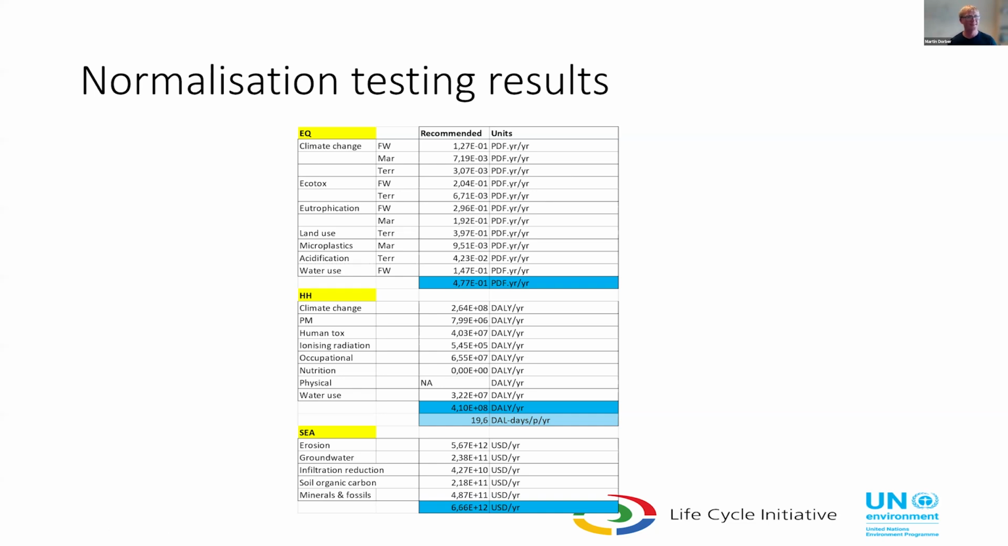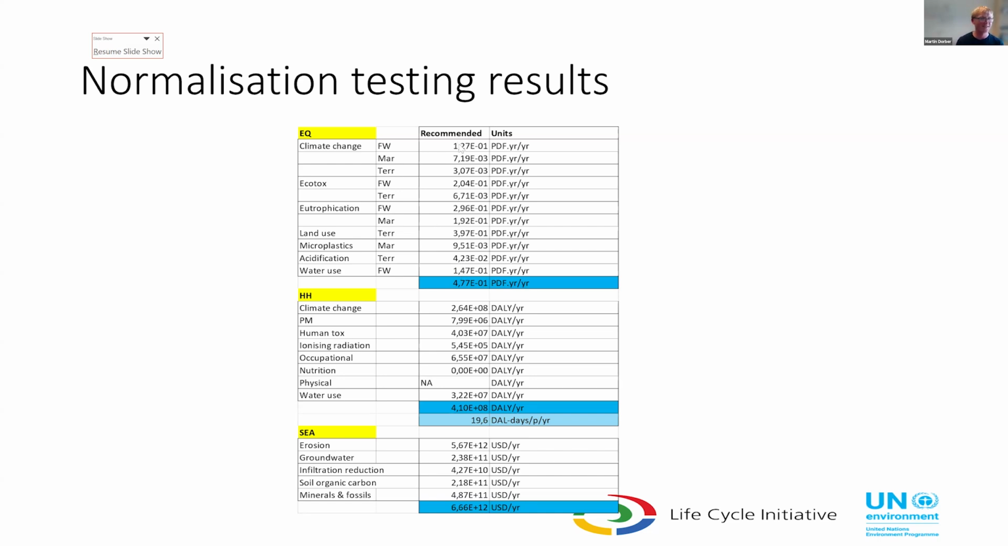And these are the results that I'm having at the moment here for ecosystem quality, human health, and socioeconomic assets. And then also in blue, you can find the average per year, and also for DALYs, and DALY days per person per year. And this was then used to compare it.